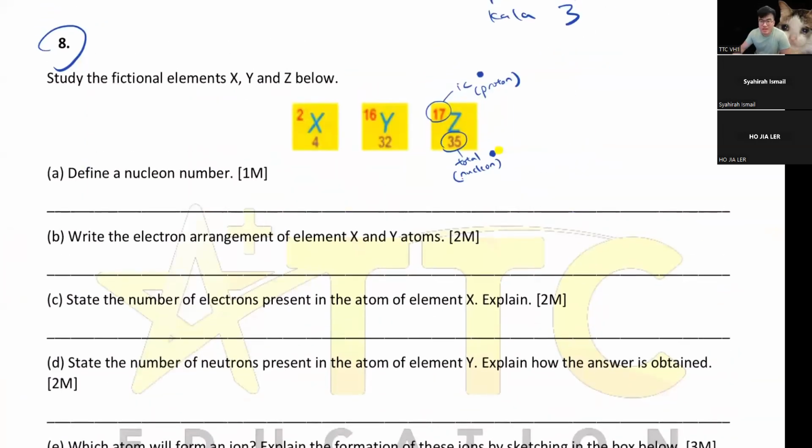Okay, are you guys okay? Did you guys finish, or are you halfway doing it? Or you just have no idea how to read this?